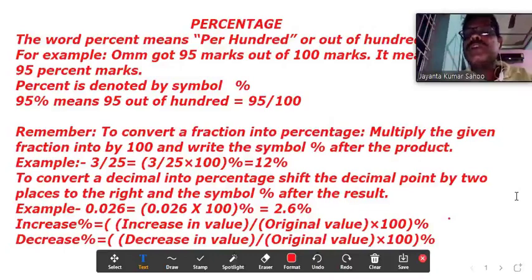Today I am going to teach you mathematics of standard 8 and the chapter name is percentage, percent and percentage. It is chapter number 7, page 77.